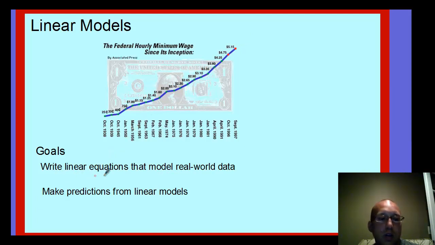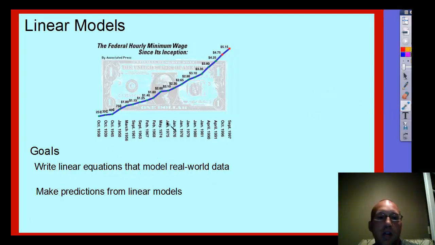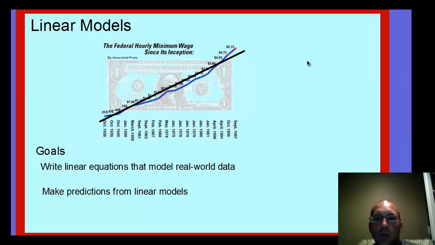So we can write linear equations that model real-world data. The whole theory about 2-6 is that we can take some kind of data, and then we can draw some line to model that data, and then we can use that line to predict what will happen in the future, as the years go on, in the next few years.